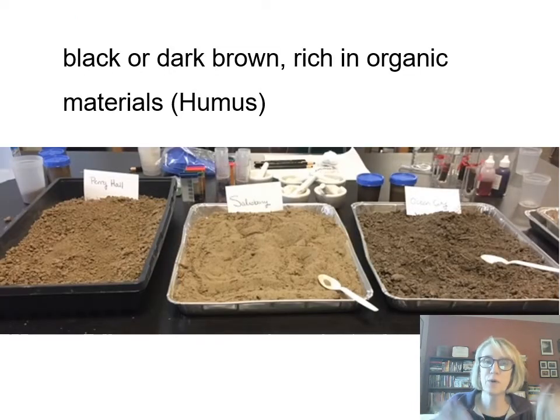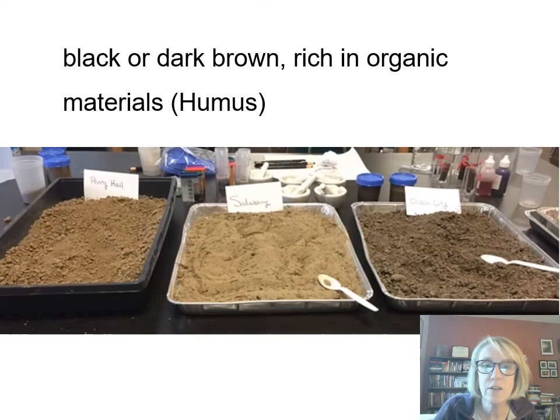Okay, so let's do a quick slide on soil color. This was actually from the soil lab we did last year. So I have Perry Hall soil, soil from Salisbury, Maryland, and soil from Ocean City, Maryland. As you can see, they actually look quite different. You can see just from this picture, this Salisbury soil is the lightest in color.